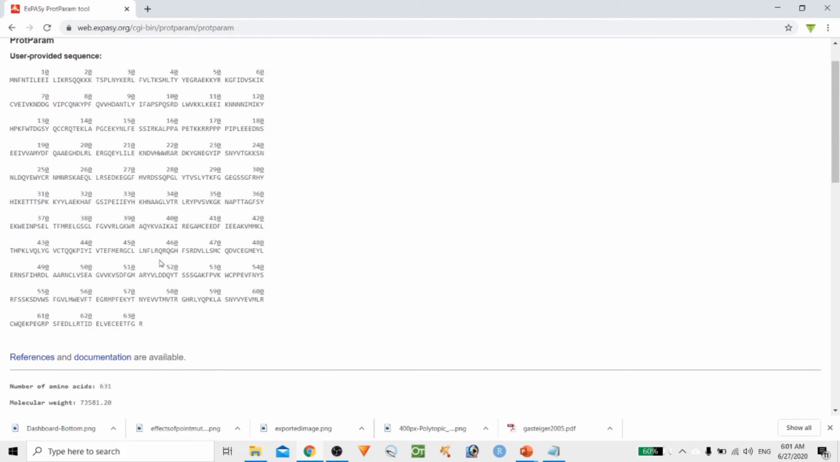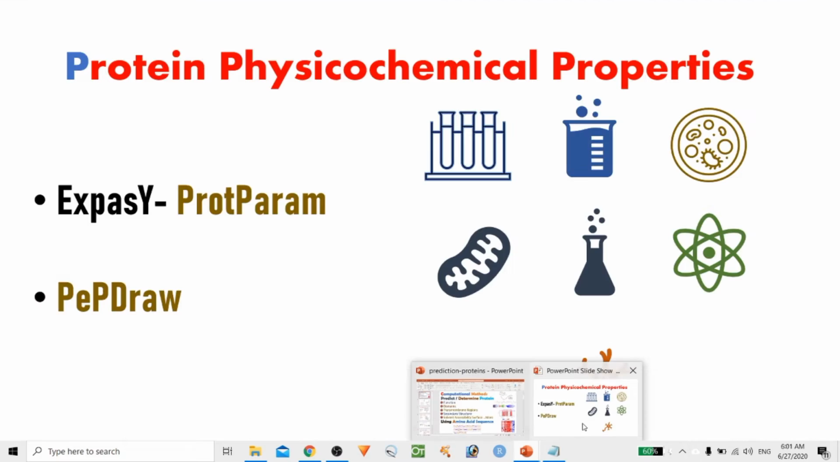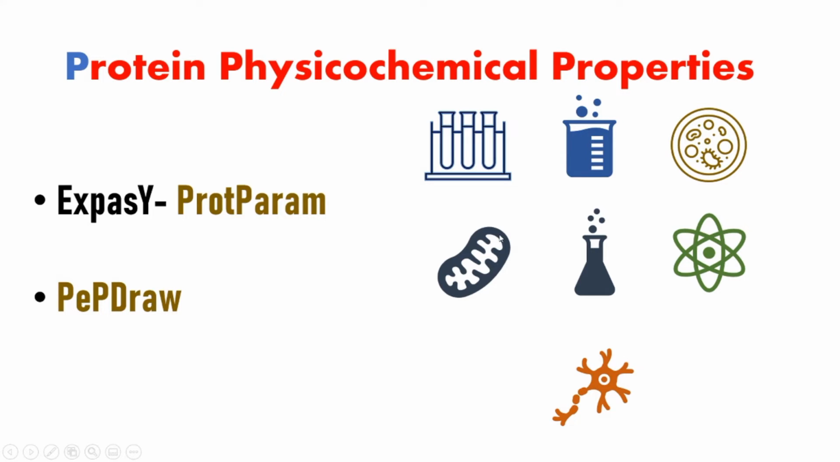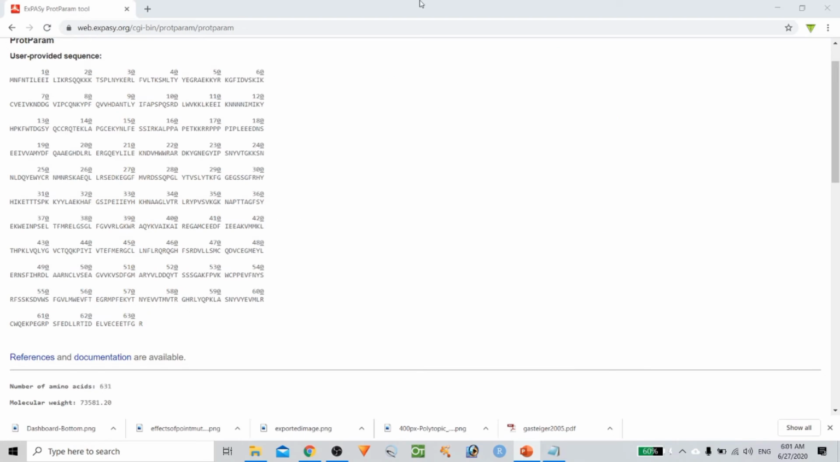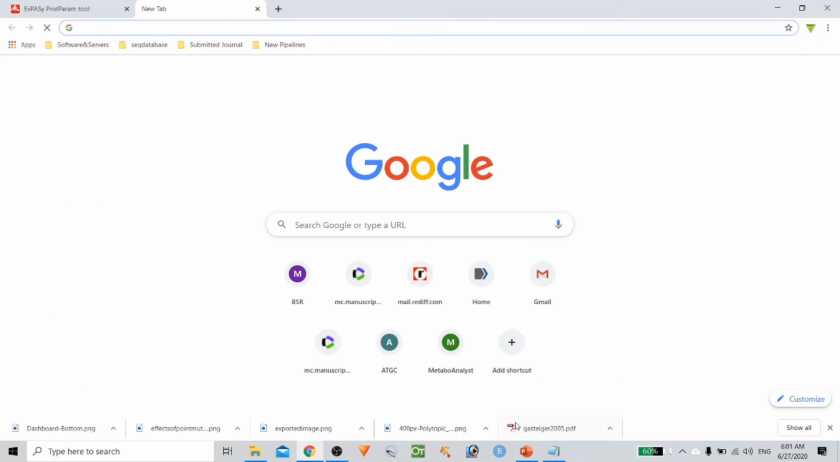So this is ProtParam, very briefly. Next we will see one more tool, which we call Peptides. It's almost identical, but it has its own limitations. For the physicochemical properties, you had better use ProtParam only. So next we are going to see the tool Peptides.